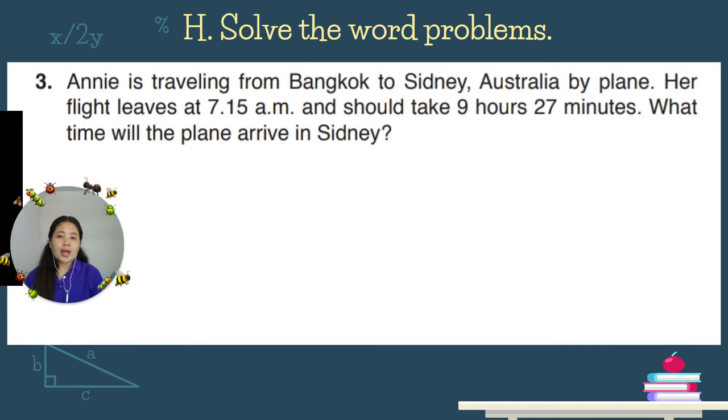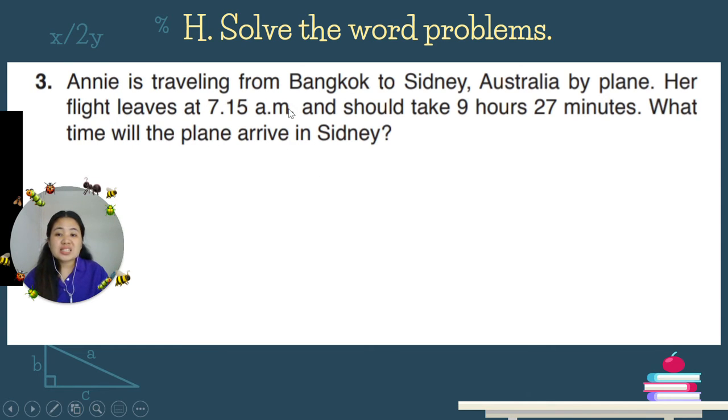Annie is traveling from Bangkok to Sydney, Australia by plane. Her flight leaves at 7:15 a.m. and should take 9 hours and 27 minutes. What time will the plane arrive in Sydney? Again, Annie is traveling from Bangkok to Sydney, Australia by plane. Her flight leaves at 7:15 a.m. and should take 9 hours and 27 minutes. What time will the plane arrive in Sydney?